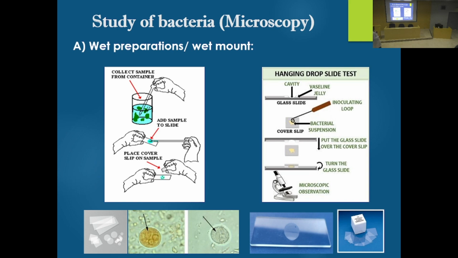And there is something called a hanging drop slide. The hanging drop slide is basically used to look for motility. Here you see that the slide has a slight depression, like a concave in the center. Here it is fully straight, but here there is a slight depression. So we take an inoculum, place it on the cover slip, and put it over that concave structure, and then we see under the microscope.